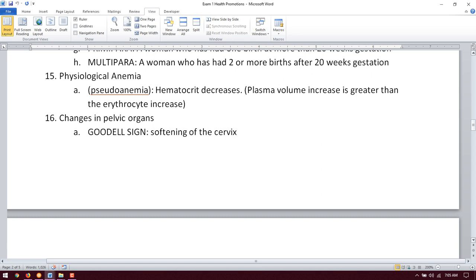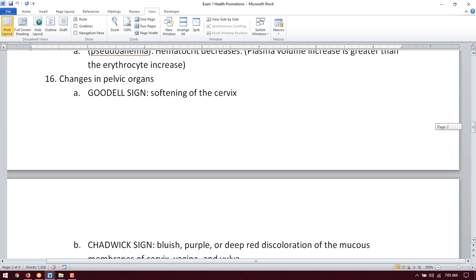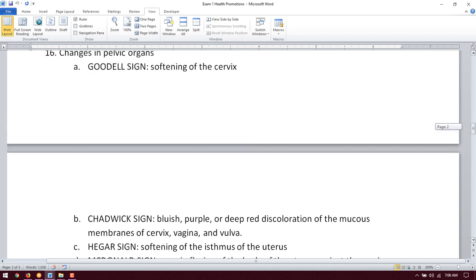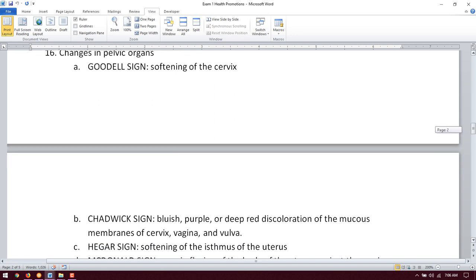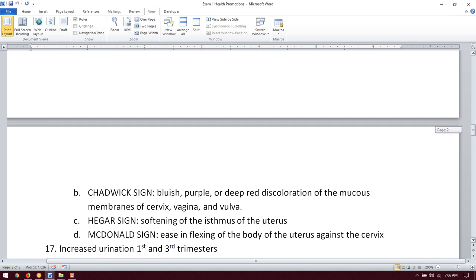So know the changes in the pelvic organs. I just put the definitions in here. The Goodell sign is basically the softening of the cervix that occurs with pregnancy. The Chadwick sign is that bluish-purple discoloration that we talked about, of the cervix and the vagina and the vulva.